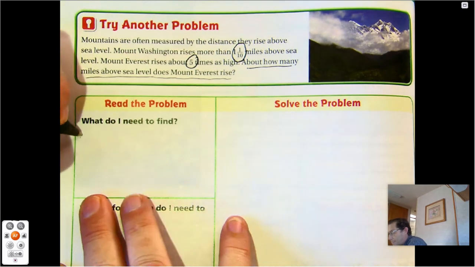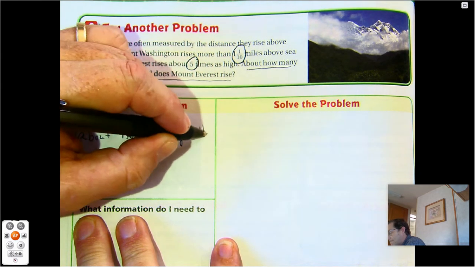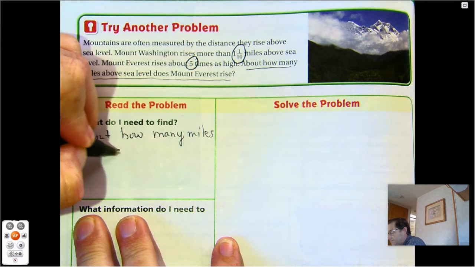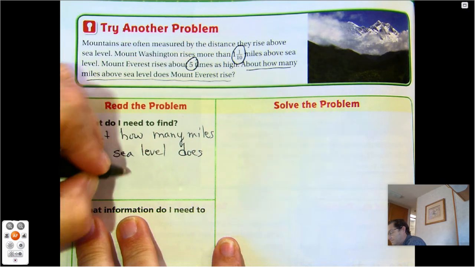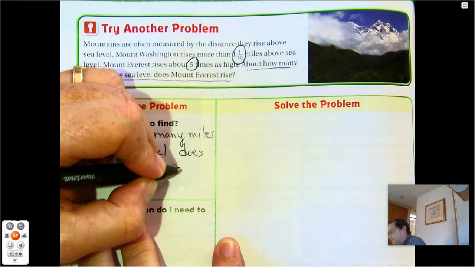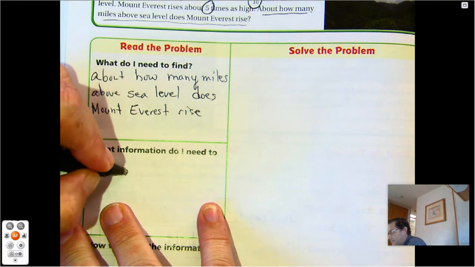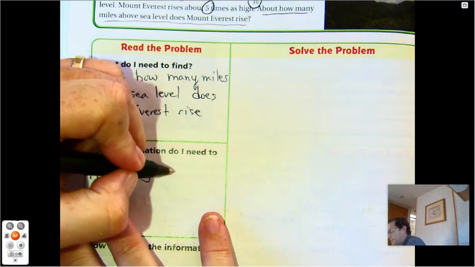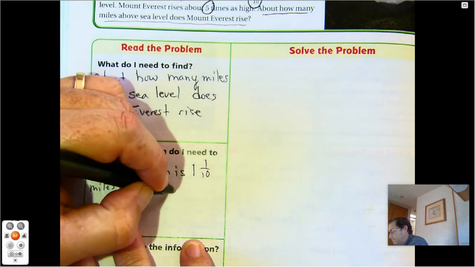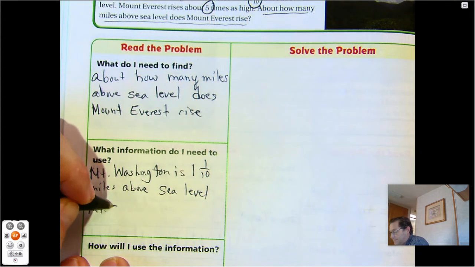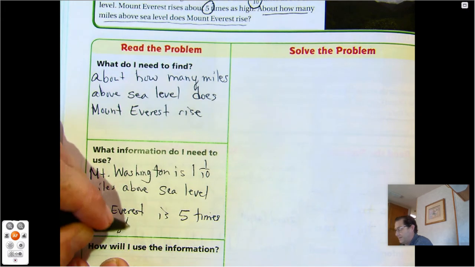So what do I need to find? About how many miles above sea level does Mount Everest rise? All right. What information do I need? Well, I need to know that Mount Washington is 1 1/10 miles above sea level, and that Mount Everest is 5 times as high. How will I use the information?